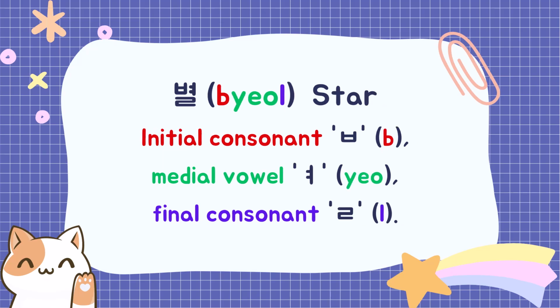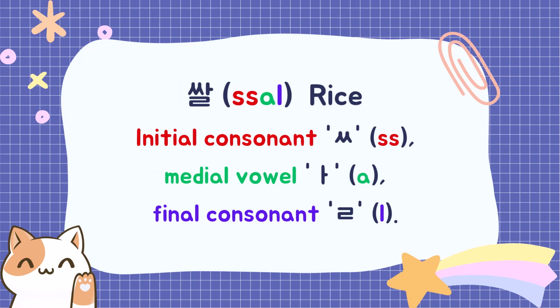별. Star. Initial consonant 비읍. Medial vowel 여. Final consonant 리을. 쌀. Rice. Initial consonant 쌍시옷. Medial vowel 아. Final consonant 리을.